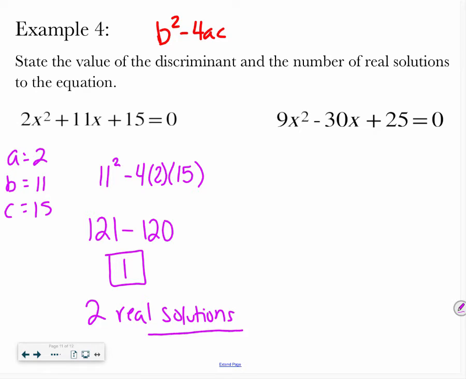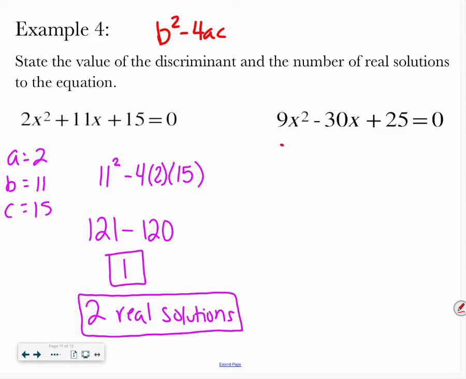The word real is important here because in Algebra 2 and beyond, you're going to learn a lot more about things that are called imaginary numbers. So while that word real seems trivial right now, like you don't need to use it, it's good practice for you to start using it so that way when you get to Algebra 2, it's already a habit and you don't have to worry about it.